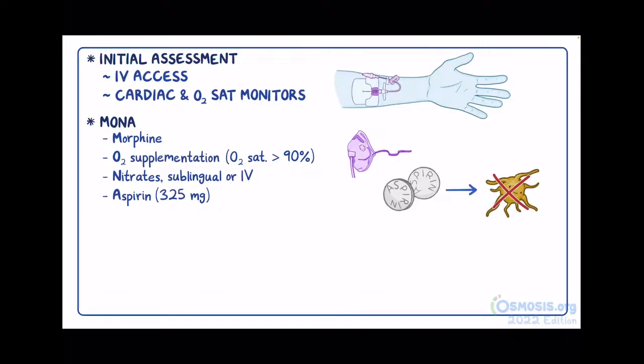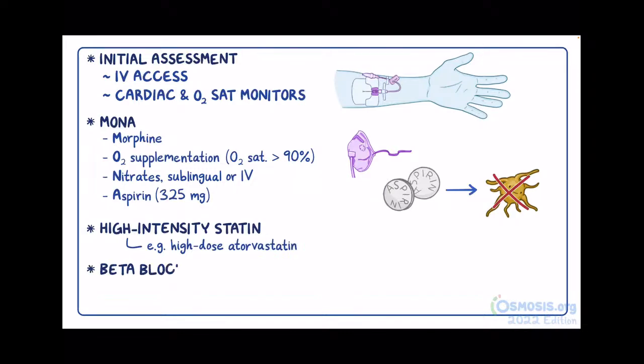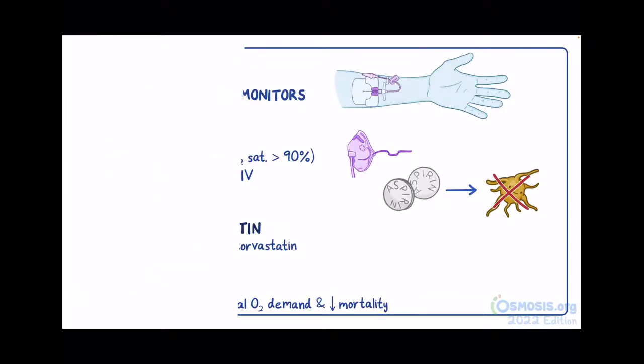In addition to MONA, also give a high-intensity statin, like high-dose atorvastatin to stabilize the plaque. Finally, give a beta blocker, like metoprolol, to decrease myocardial oxygen demand and decrease mortality.